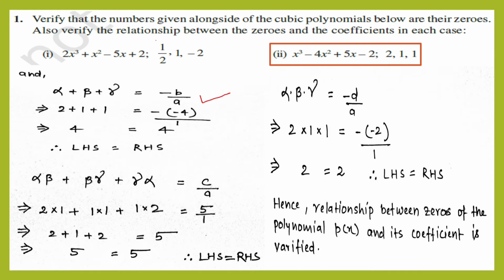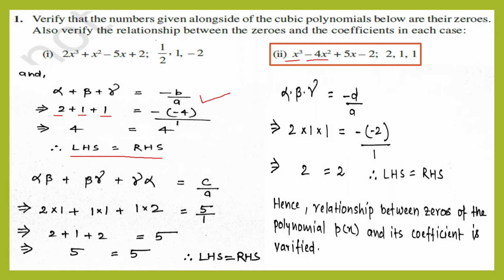We will put the values of alpha, that is 2, beta, that is 1, gamma, that is 1. Value of b will be the coefficient of x squared in the polynomial, that is minus 4, and value of a will be the coefficient of x cube in the polynomial, that is 1. Thus we get LHS equal to RHS. That means the first relationship is verified.